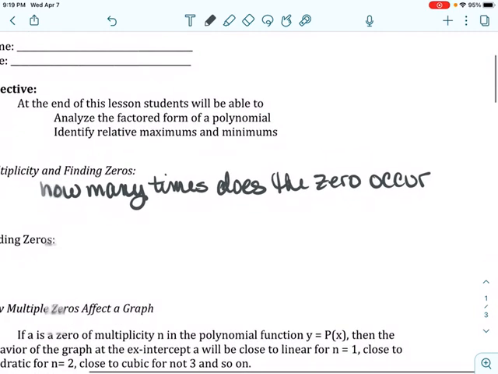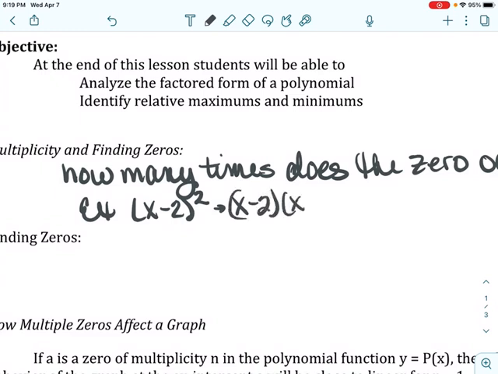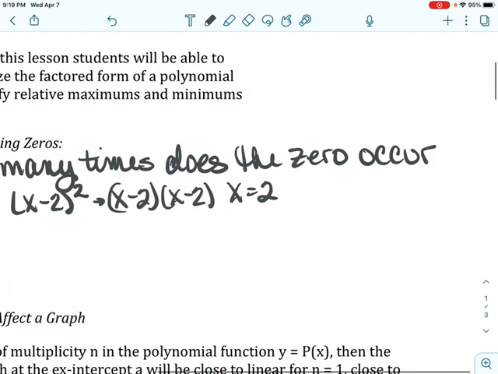Okay, so for example, if x minus 2 is a factor twice, squared, that means we have two x minus 2's, correct? Which means x equals 2 occurs twice as a solution. So it occurs twice. That's what we mean by multiplicity. If the root or zero occurs more than once, that's what we mean by multiplicity.